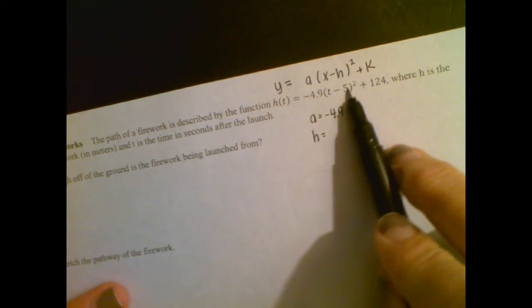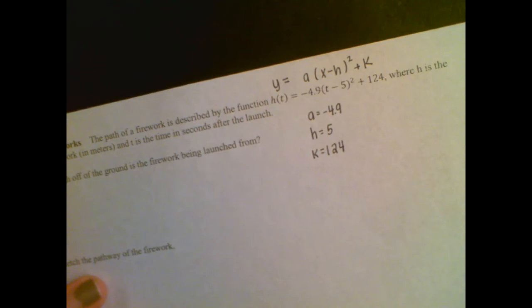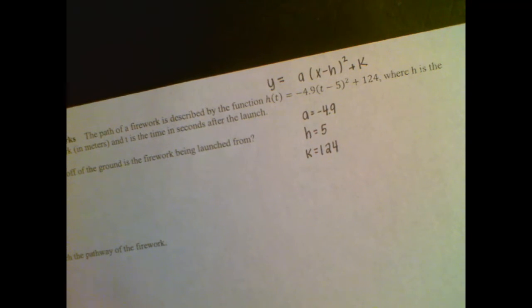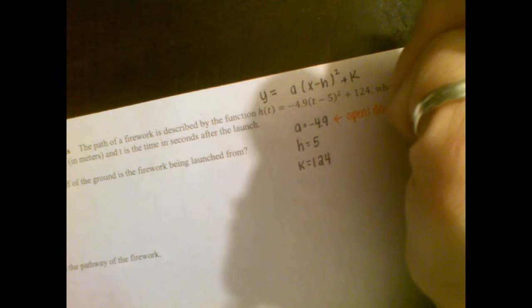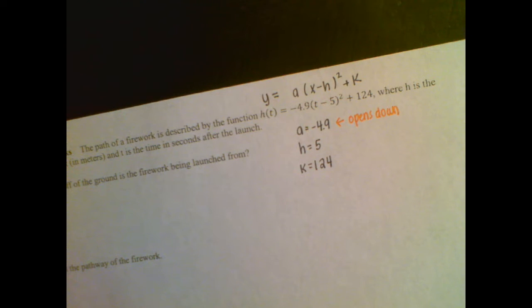And I'm going to go ahead and label my a, my h, and my k. So a is negative 4.9. H, again, careful of your sign here. Since it's negative here, it's going to be positive here. So positive 5. K is positive 124. And again, this is telling me a couple things. A is negative, so the graph is opening down. And then the h is 5 and the k is 124. So our vertex is at the point (5, 124).